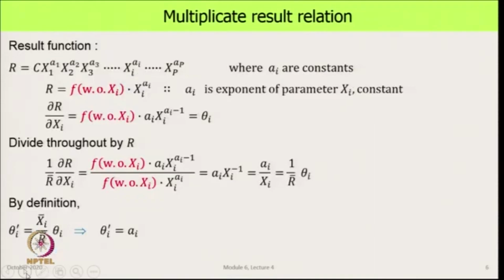So, here is how we will treat this case. We will say that the result formula is like a constant times x1 to the power a1, x2 to the power a2, there is a product there, multiplied by x3 to the power a3, again a constant, like that xi to the power ai, xp to the power ap. So, all of them are constants, and of course, it is trivial to say that they are non-zero, but they could be positive or they could be negative.